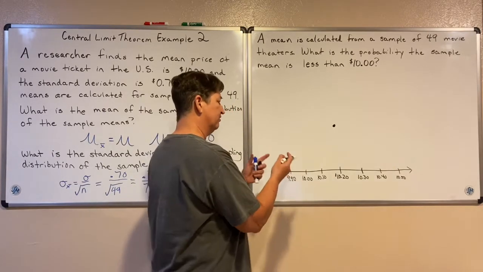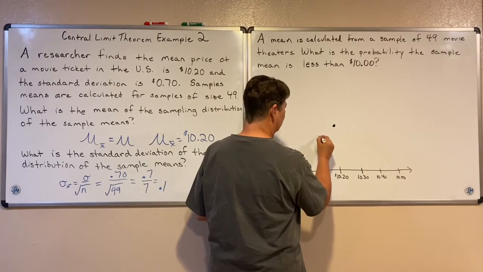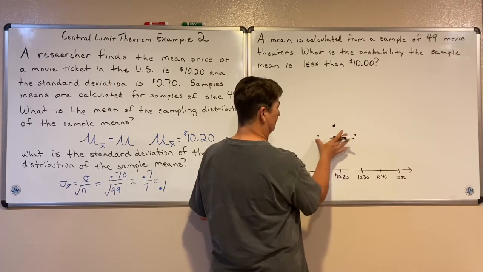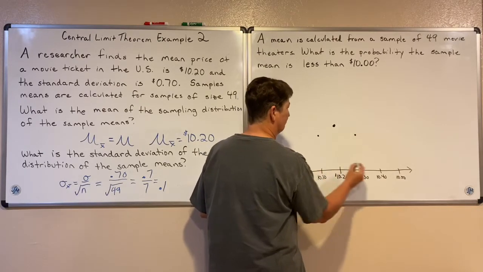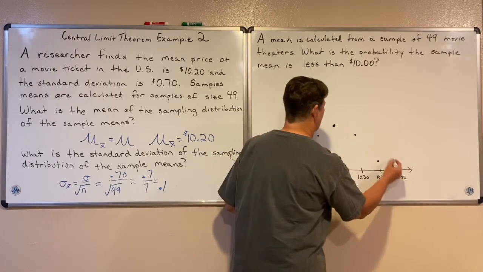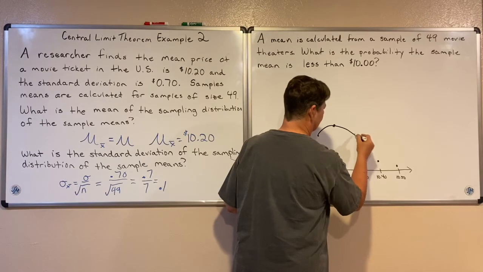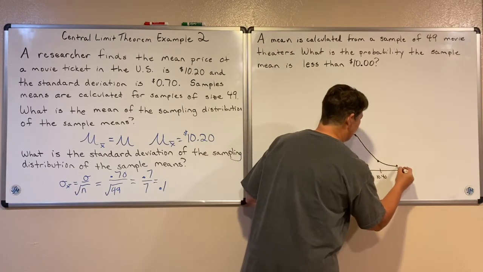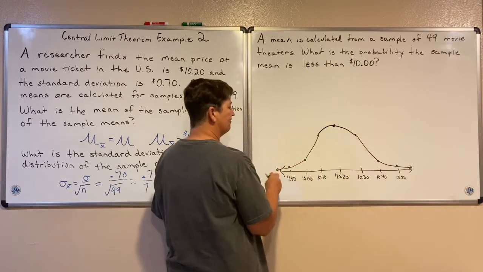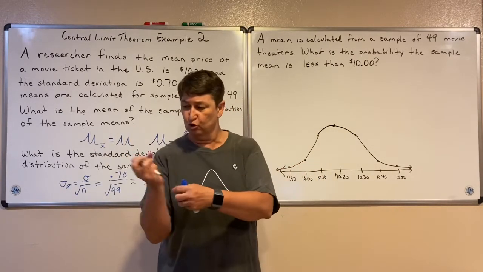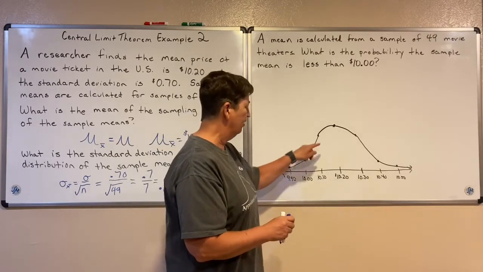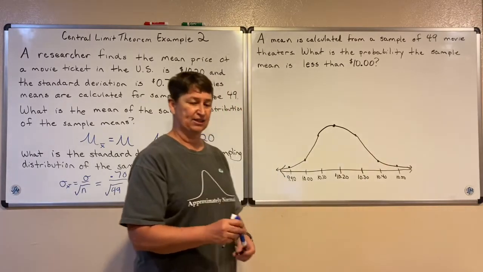Now this, because it's approximately normal, I know that at each one of those standard deviations there's an inflection point, and I also know that it's symmetric, so both sides of my distribution will be the same. So it looks something like this, where I connect my little dots and I have a normal distribution, a bell-shaped curve, where I've collected movie prices from groups of 49 movie theaters, found the mean of those movie theaters and put them on there, and that data looks something like this.